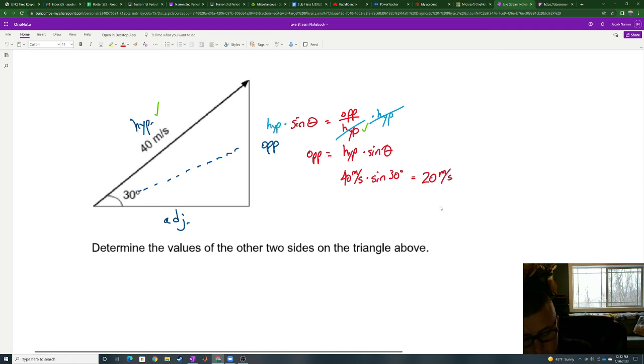So that's that side. And again, if you guys are watching this and you're thinking, wait, how did you know to use sine? Look at what I had. I was looking for opposite. I had the hypotenuse. That's why I picked sine. I had theta, right? 30 degrees is theta.